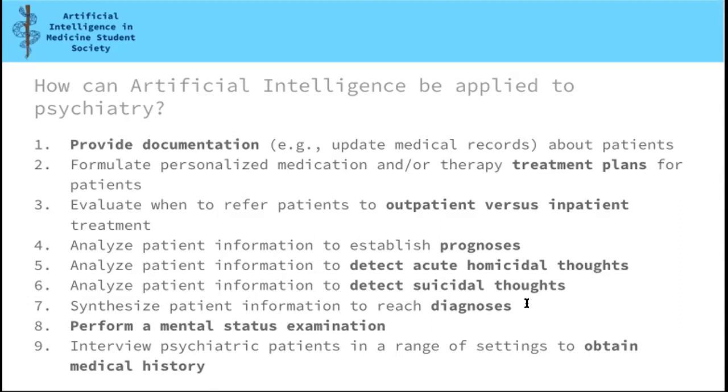Reaching diagnoses, and this is greatly with the aid of the DSM-5 criteria. Performing that mental status exam. So that one slide that we spent a super long time talking about, the physical exam of psychiatry, AI could potentially just replace humans and it can do the mental status exam in its place. And then lastly, obtaining a medical history.